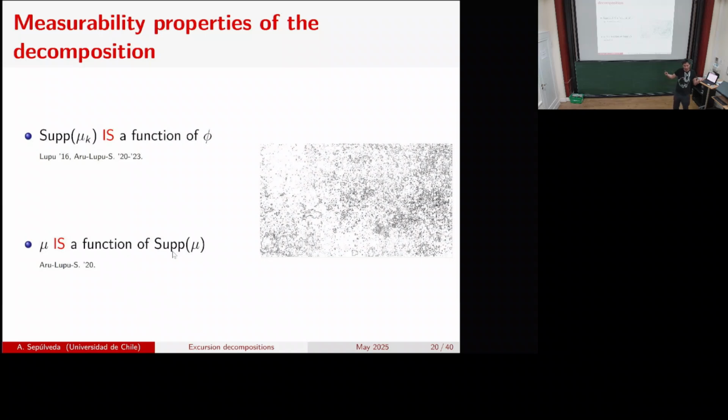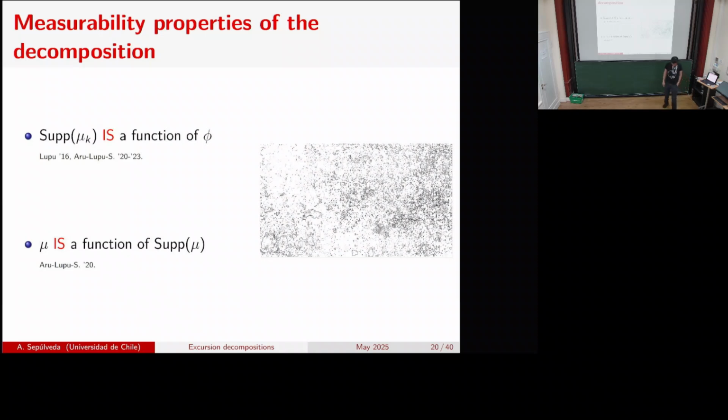Furthermore, mu is a function of the support. So this time everything is positive somehow, everything is measurable. If I have the support, I can get mu. And this is true only in the two-dimensional continuum. This is not true in the discrete, because there is some randomness I have to put, and this is not true in the discrete either.